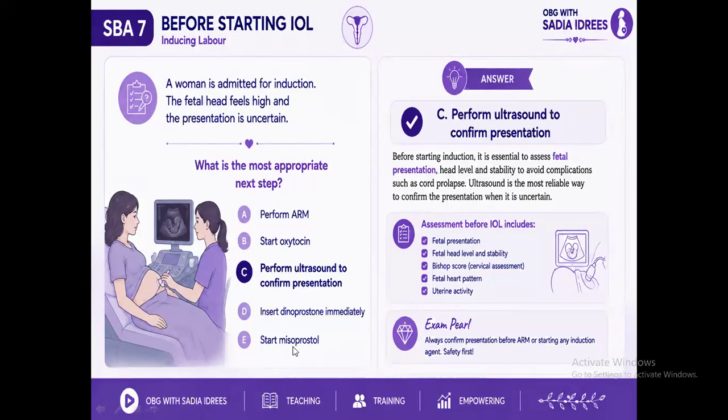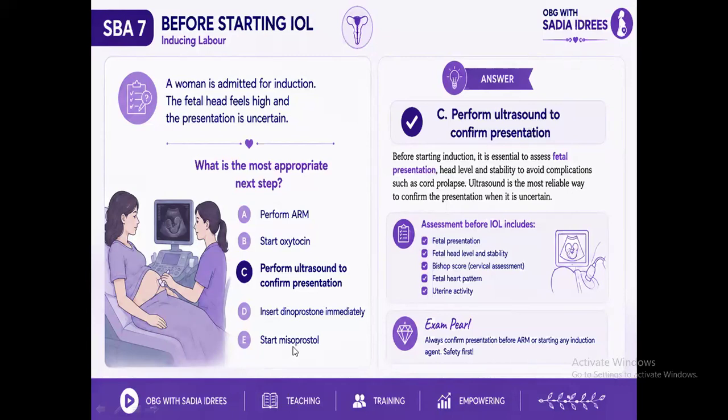Why is this especially important with a high head? Because performing an amniotomy when the presenting part is high or unstable can increase the risk of cord prolapse. So ARM is absolutely not the first thing you do here. And giving prostaglandin or starting Synto before clarifying presentation also misses the fundamental safety issue.